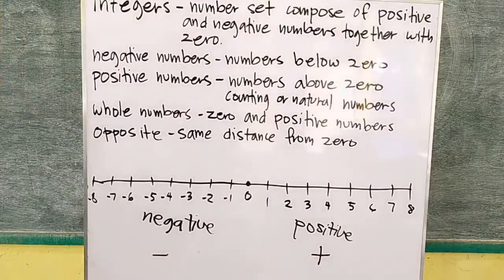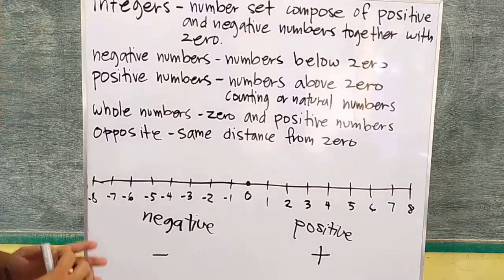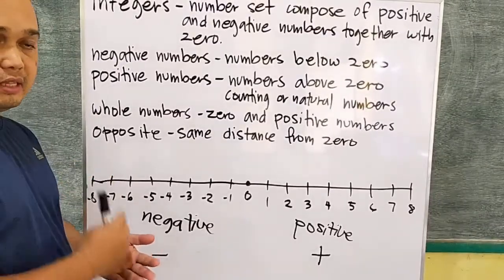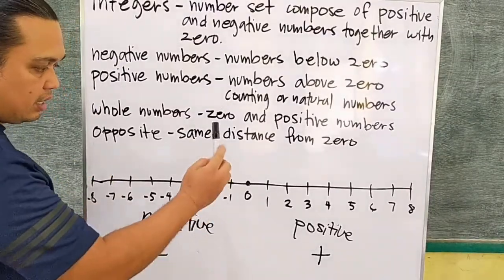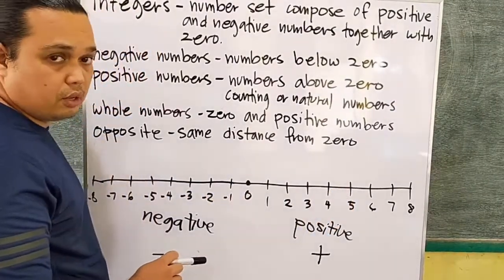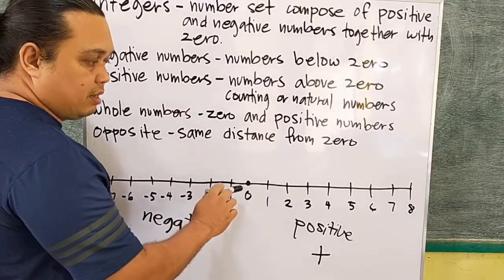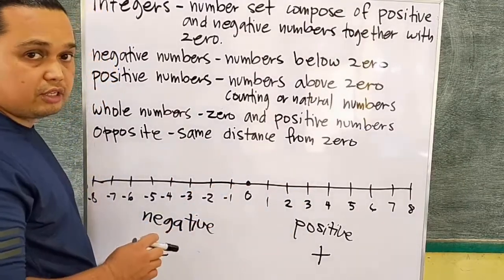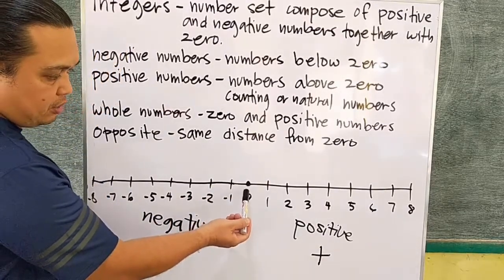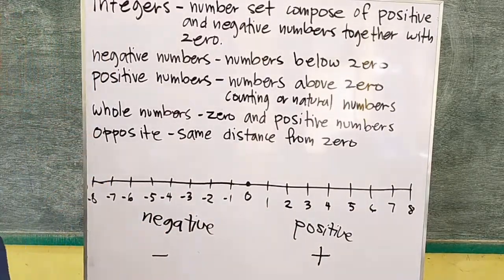Now, value. In terms of value of integers, we also base it from 0. For numbers to the right of 0, the further the number to the right, the greater the value. While the further the number to the left of 0, the lesser the value.